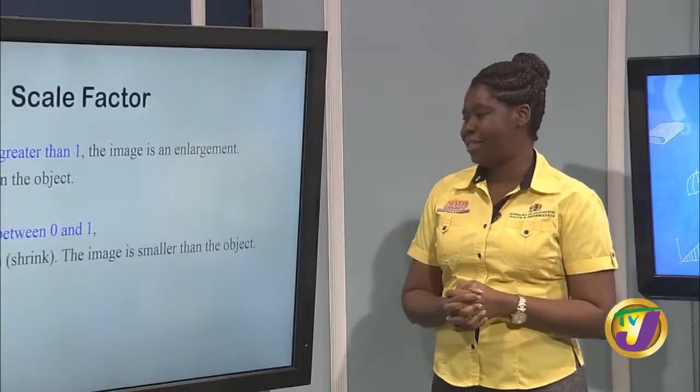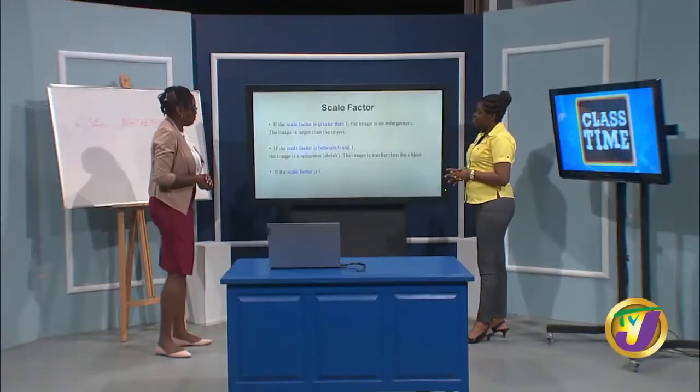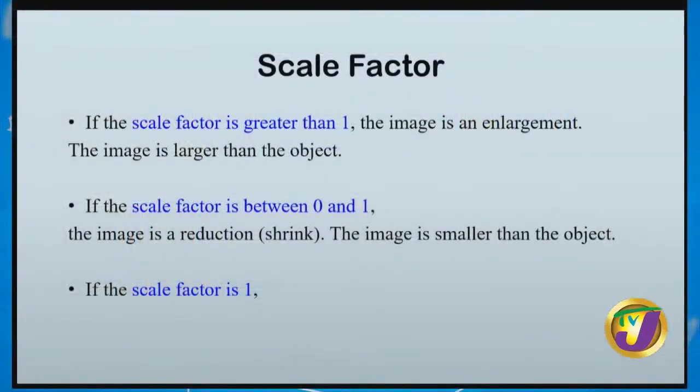All right. So if the scale factor is 1, it means I'm going to be multiplying by 1. I'll get back the same thing, because when I multiply 2 times 1, I get back 2. If I do 3 times 1, I get back 3. So it means the object and the image would be the same size. That is true. And they would be congruent in every way.